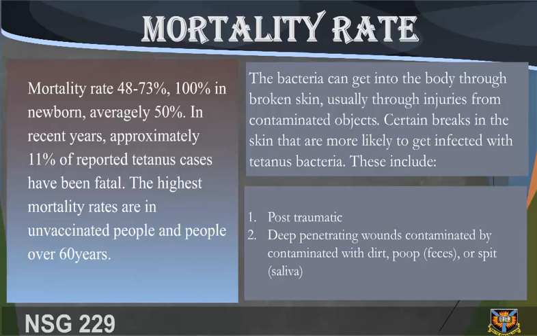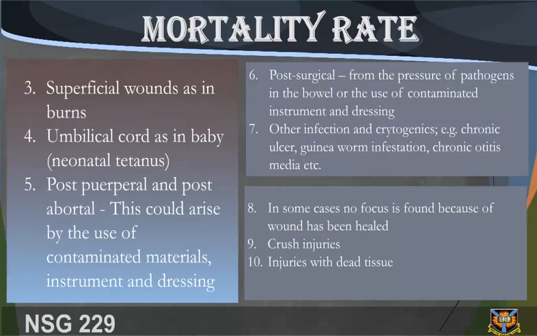The bacteria can get into the body through broken skin, usually through injuries from contaminated objects. Certain breaks in the skin are more likely to get infected with tetanus bacteria. These include: 1. Post-traumatic. 2. Deep penetrating wounds contaminated with dirt, feces, or saliva. 3. Superficial wounds as in burns. 4. Umbilical cord, as in neonatal tetanus.